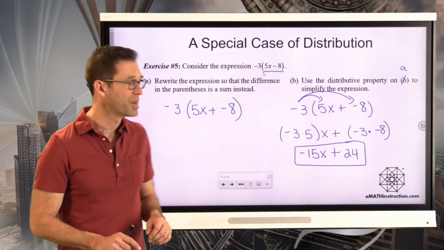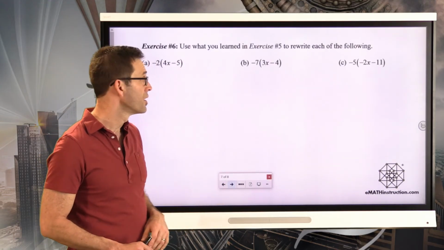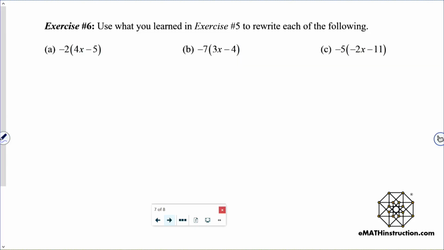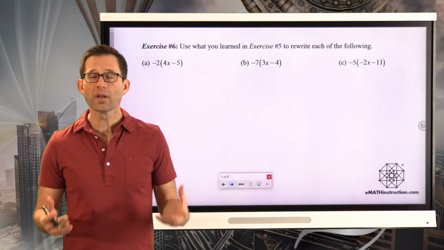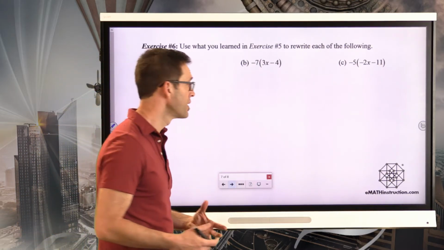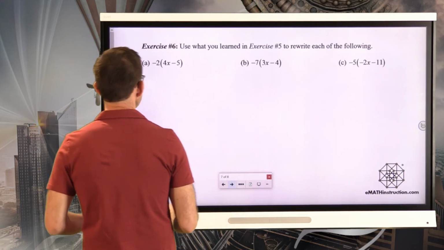So let's try that in the last exercise. Here we go. Exercise number 6. Use what you learned in exercise number 5 to rewrite each of the following. All right, so let's try to do these actually rather quickly. And let's do letter A together, then we'll have you do B and C on your own.